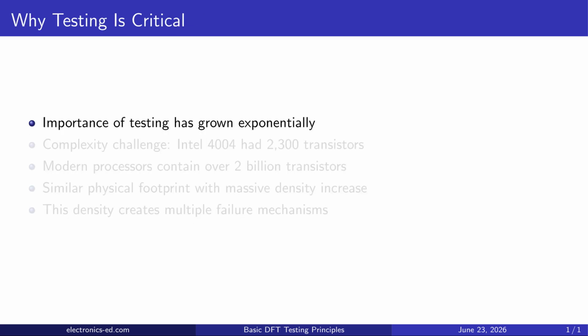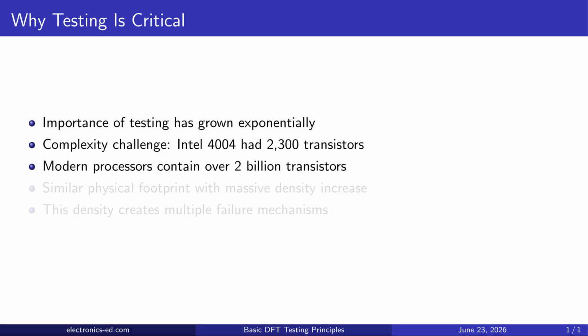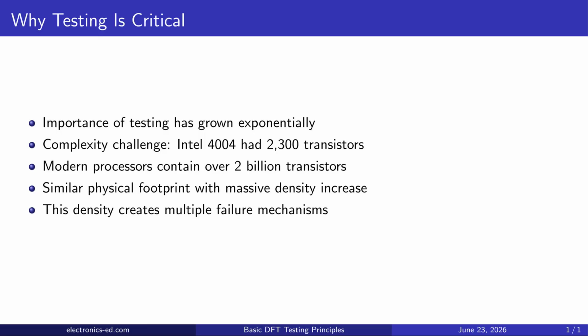The importance of testing has grown exponentially over time. To illustrate the complexity challenge, the Intel 4004 had just 2,300 transistors. Modern processors, on the other hand, contain over 2 billion transistors. They achieve this with a similar physical footprint, leading to a massive density increase. This incredible density creates multiple new failure mechanisms we have to address.